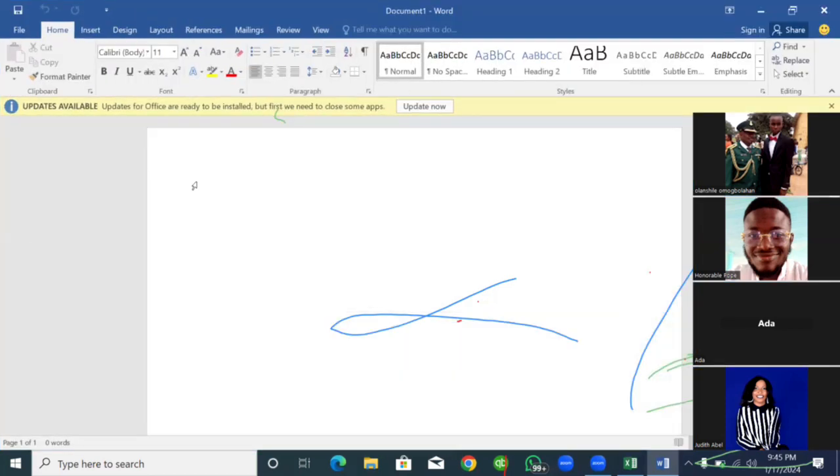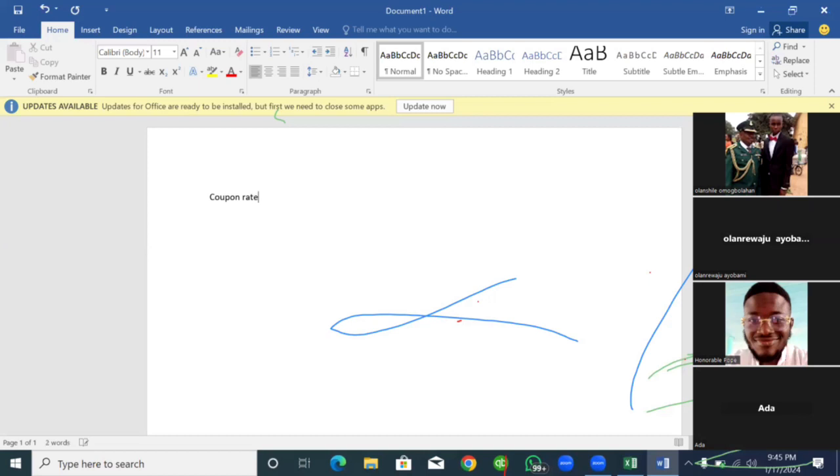So please, someone should call out the formula I said. First, before we go to the formula, let's bring out what we have in the question. For the irredeemable bond, the 12% is what? Coupon. The 12% is our coupon rate. And what did I say you would do to the coupon? Multiply by par value. Par value of how much? 100 naira per bond. Of 100 naira, and that gives us 12 naira.